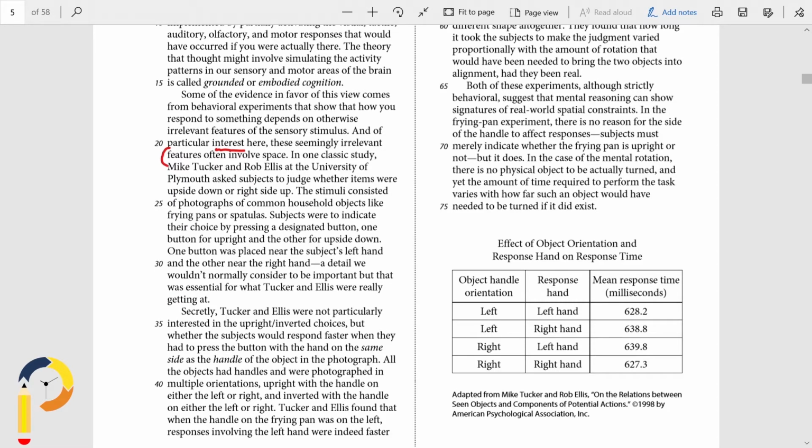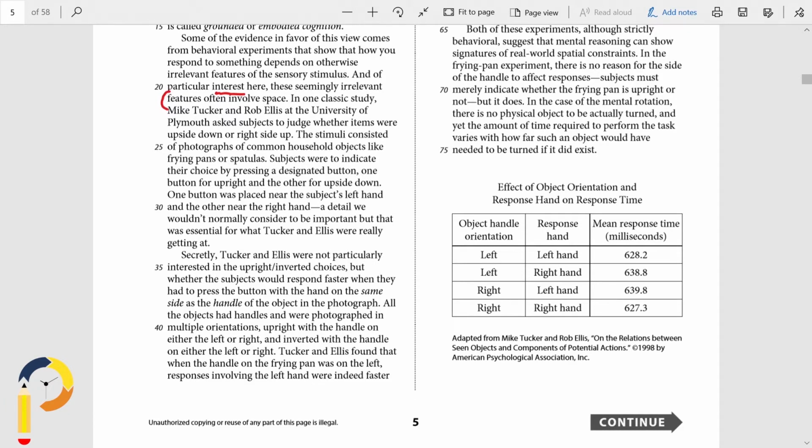In one classic study, Mike Tucker and Rob Ellis at the University of Plymouth asked subjects to judge whether items were upside down or right side up. The stimuli consisted of photographs of common household objects like frying pans or spatulas. Subjects were to indicate their choice by pressing a designated button, one button for upright and the other for upside down. One button was placed near the subject's left hand and the other near the right hand, a detail we wouldn't normally consider to be important, but that was essential for what Tucker and Ellis were really getting at.